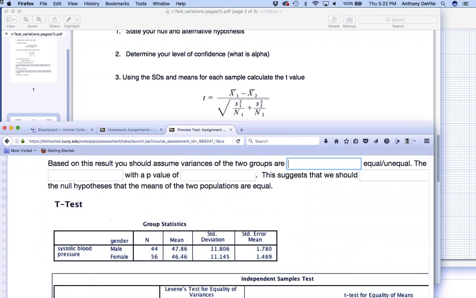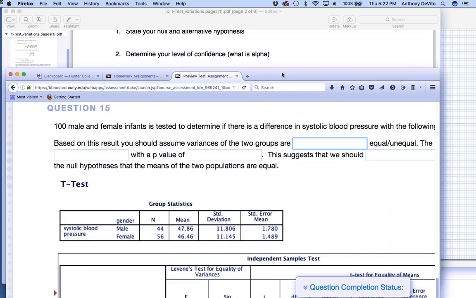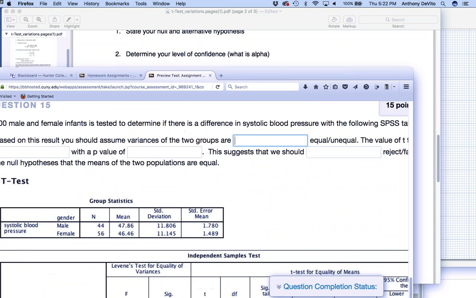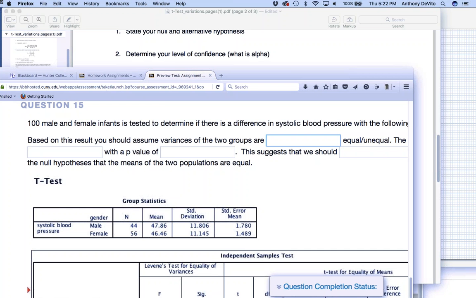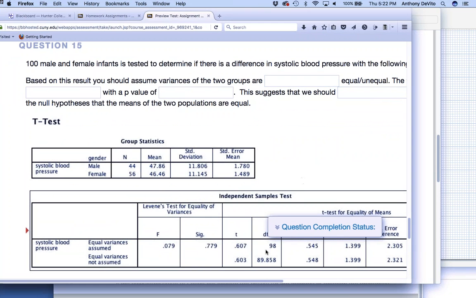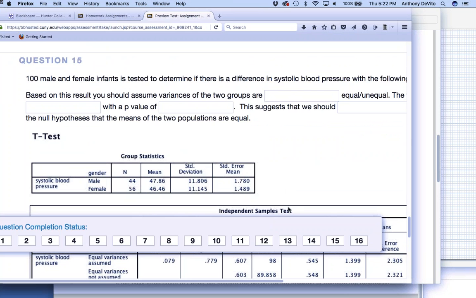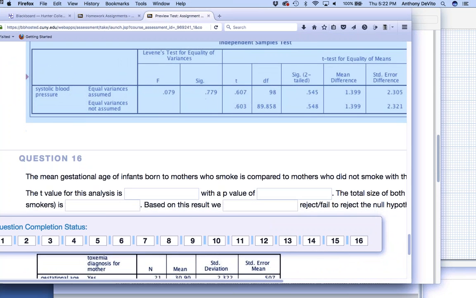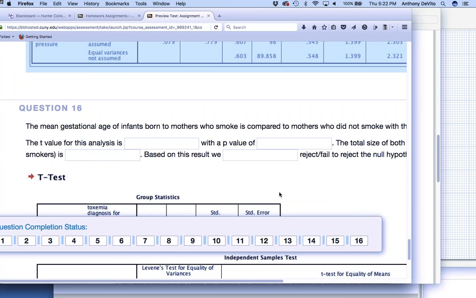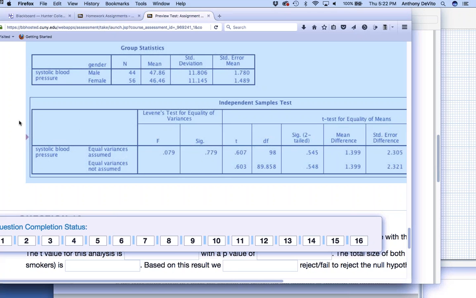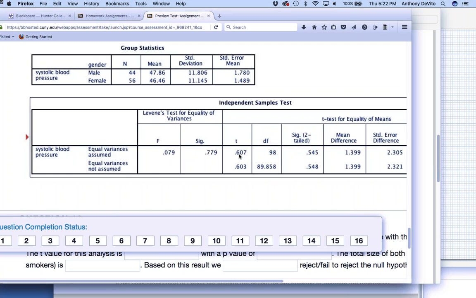Okay, what's the next thing it asks for? The value of this t-test is 0.607, with a p-value of, what's the probability of being wrong if we reject the null hypothesis? What is the p-value? Probability of being wrong if we reject the null hypothesis. Significance for the t-test is over here. So what's the probability of being wrong?